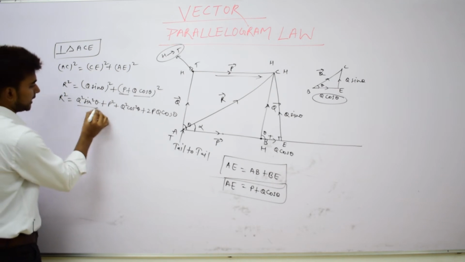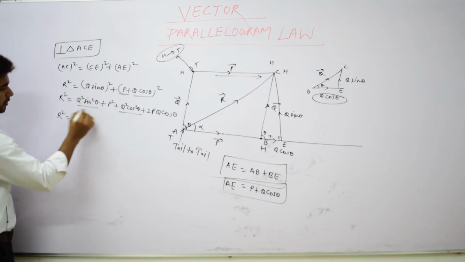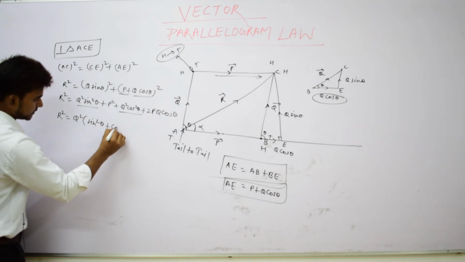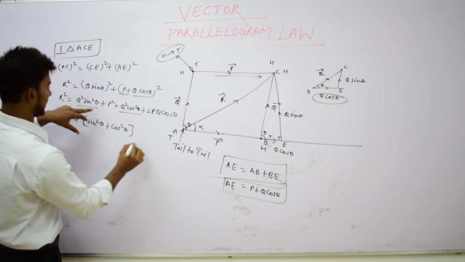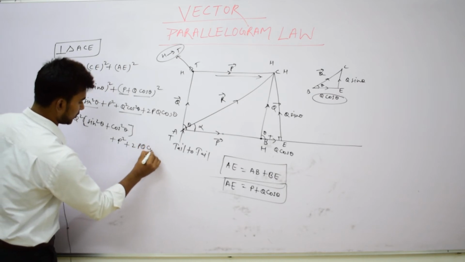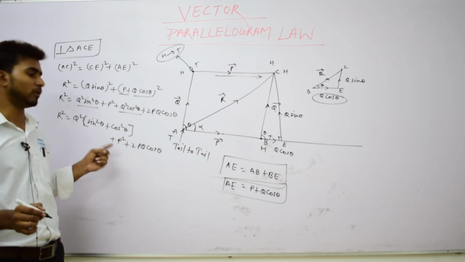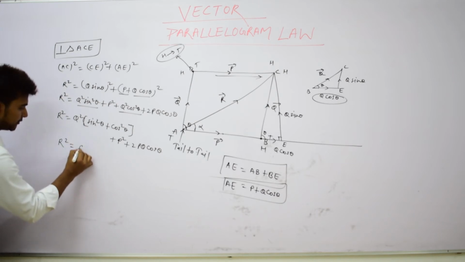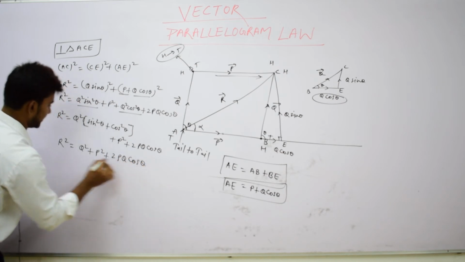Now what we can do? We can take common Q square from these two terms. Okay. So R square is equal to, if I take Q square common, then you will get sin square theta plus cos square theta from these two terms, and the rest of the terms we just write in the same manner, P square plus 2PQ cos theta. This is our identity which is equal to 1. Sin square theta plus cos square theta is equal to 1. So here it will be 1. So what you will get? R square is equal to Q square plus P square plus 2PQ cos theta.